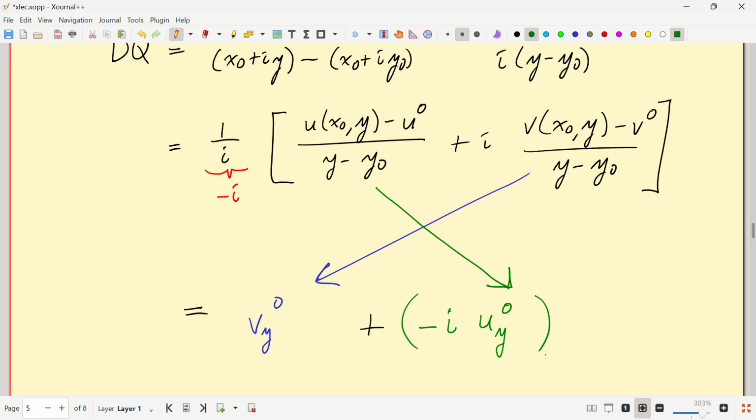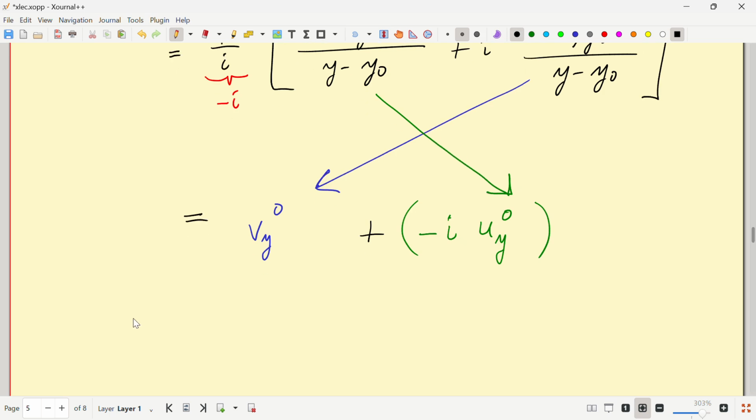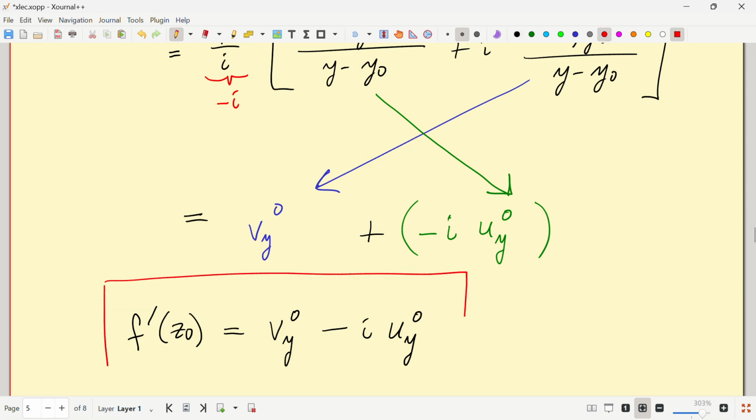Okay. And so we get red box number 2. F prime of z naught. By the way, those first partials are going to exist because of the Bailey lemma. And now I know that this red box number 2 is dv dy at x naught y naught minus i times du dy at x naught y naught. That's red box number 2.